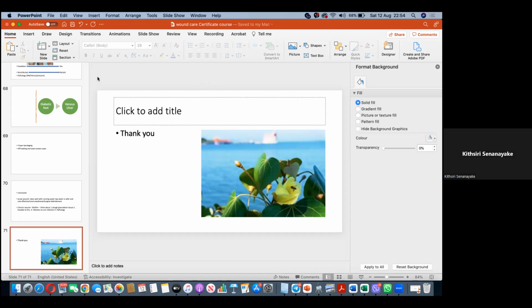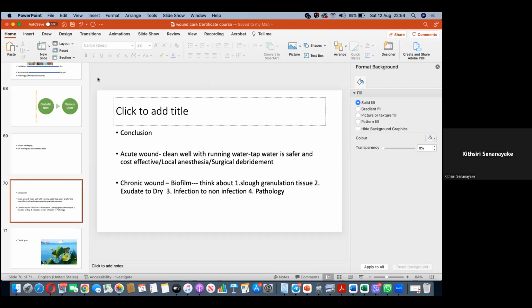The most important thing is that you need to suspect a pathology rather than just doing wound care. That is the message we should send through.